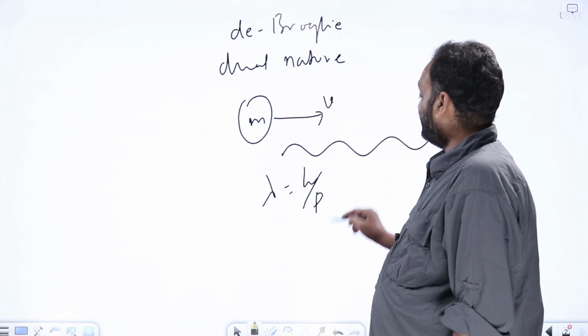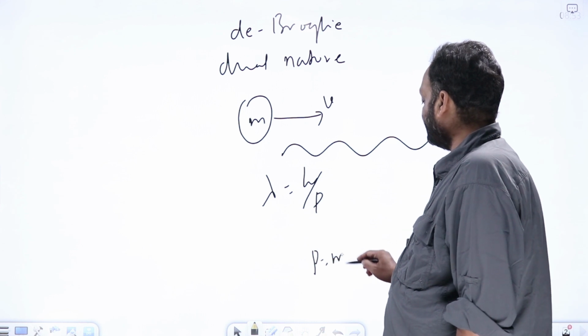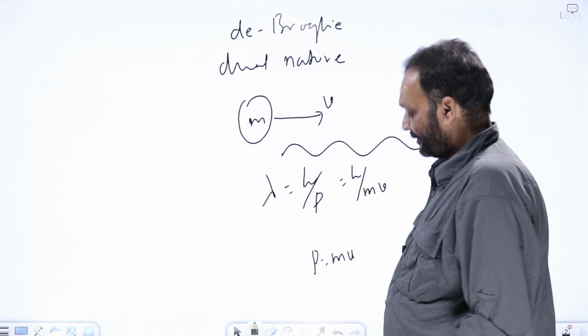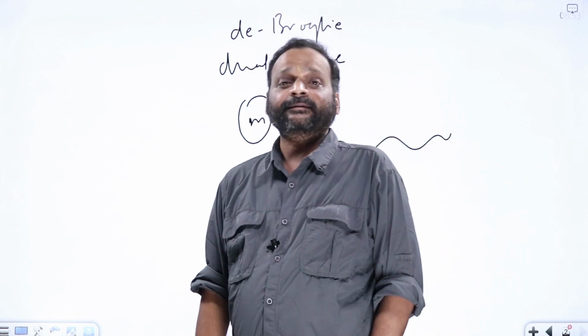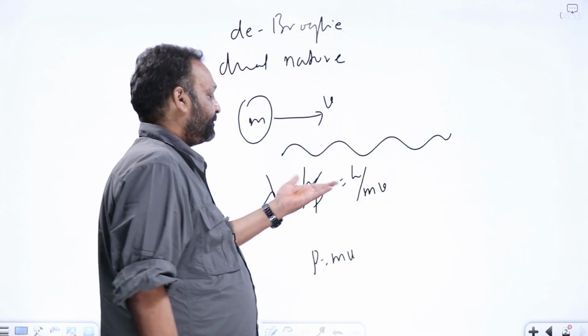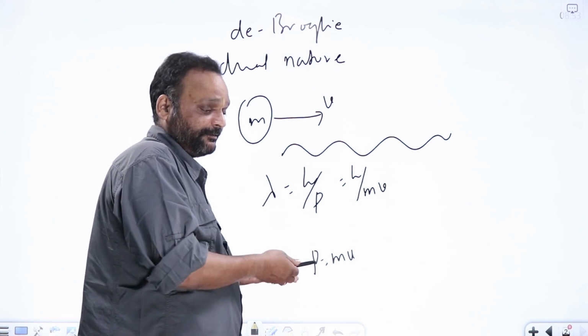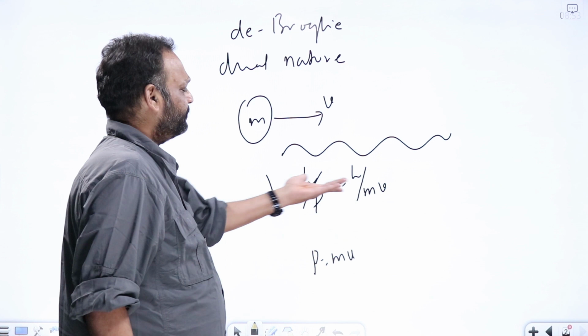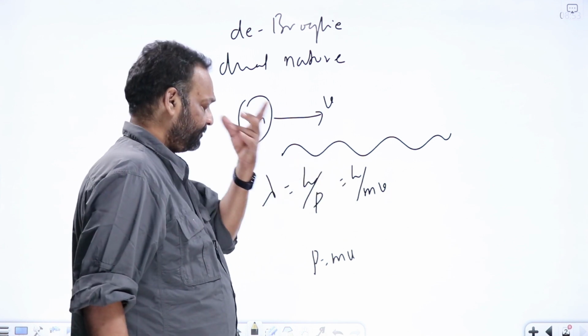What is p? p equal to mv is the momentum of the particle. Lambda equal to h by mv, he said. He obtained this expression. Nobody knows how he derived this, or how far this is correct. But de Broglie could derive this expression, lambda equal to h by mv.